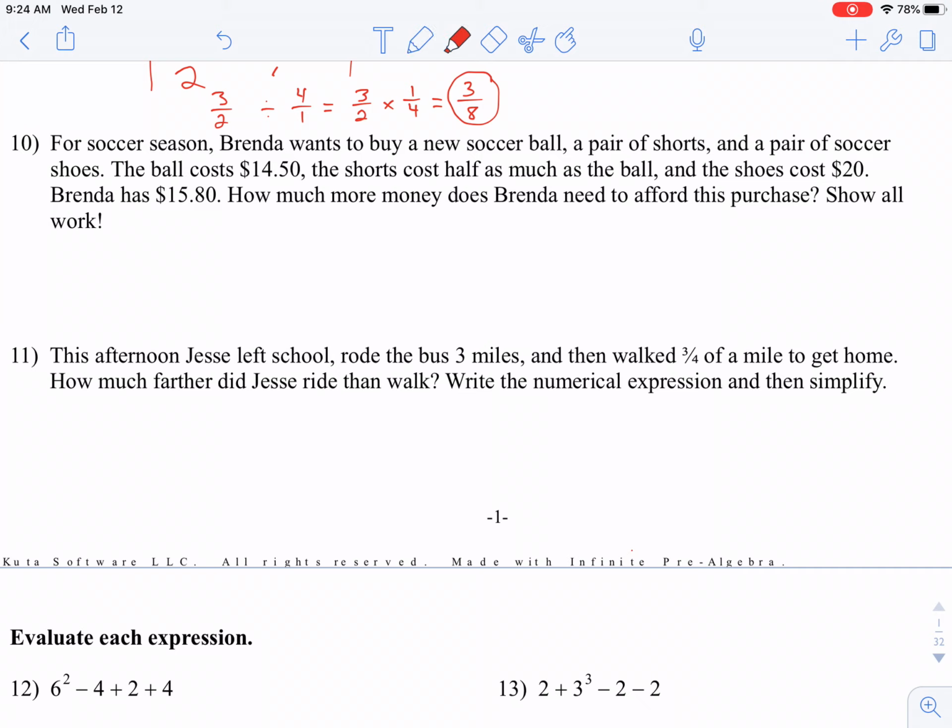So the first thing I notice is that it tells me that the ball costs $14.50, the shorts cost half as much as the ball, and the shoes cost $20. And I also know that she only has $15.80. And then in the question, it says, how much more does Brenda need to purchase? So how much more instantly tells me that at some point in time, I'm going to have to subtract. And so the first thing I want to know is how much does everything cost together? So I'm going to add that up.